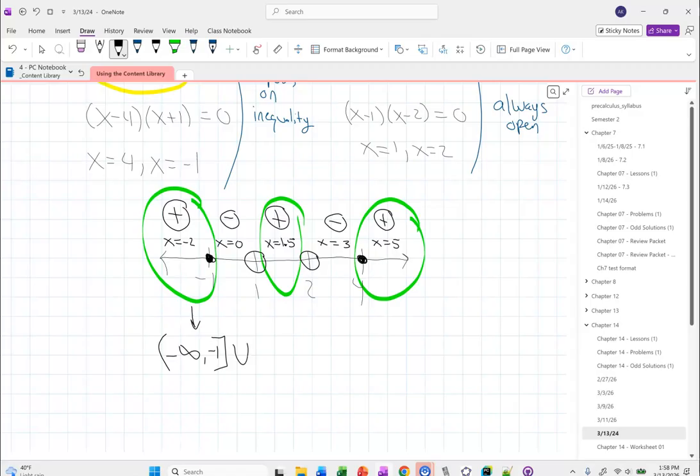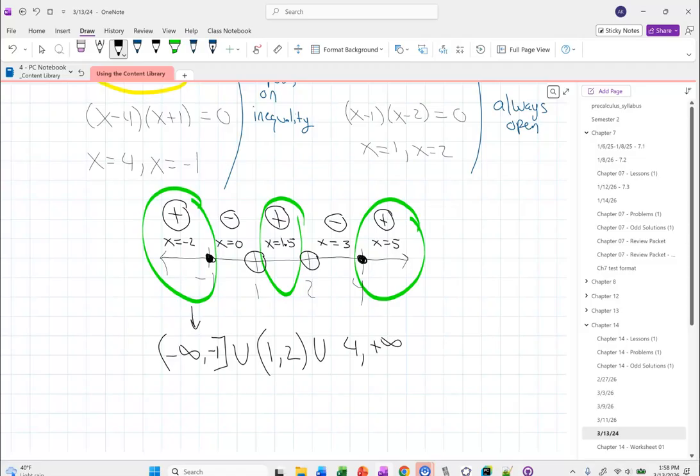Now we'll do a union. What's my next interval going to be? 1, 2. The 1 should be a parenthesis because it's open. The 2 should be a bracket because it's closed. Good job. The last interval should go from 4 to positive infinity.